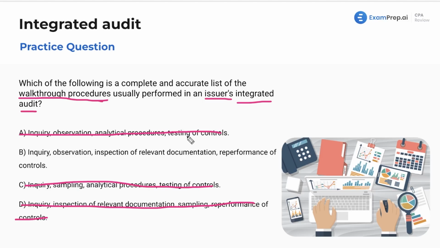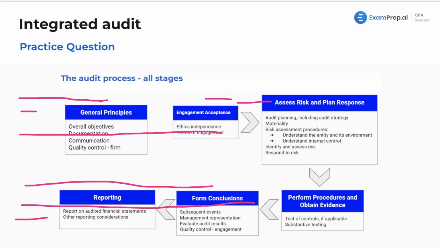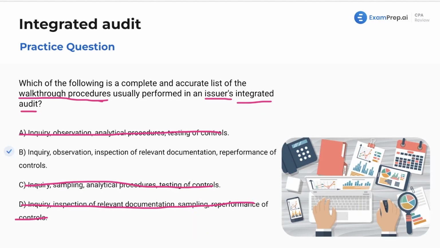Again, testing of controls, sampling, reperformance, a lot of these are all going to be done during the testing stage. The key here is that all of these are done during our planning stage, right? So right here, the audit walkthrough, final answer here is going to be letter B. Lots of tricks here, but you knew that coming into the audit exam, it's a fun, wild time, right? Never a dull moment, but we will get you through this, and I hopefully will get through it as well.